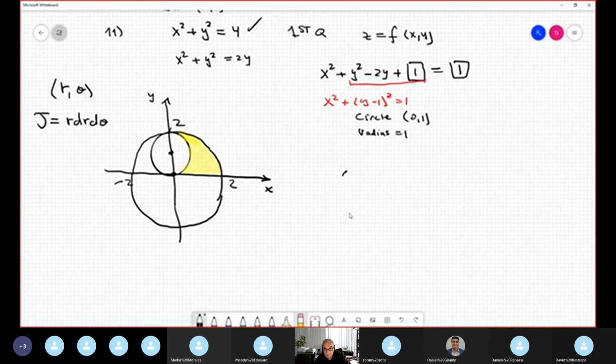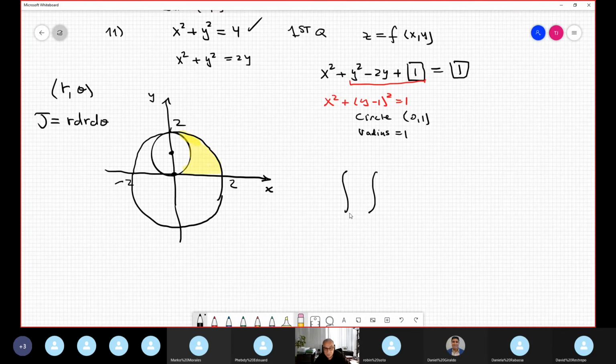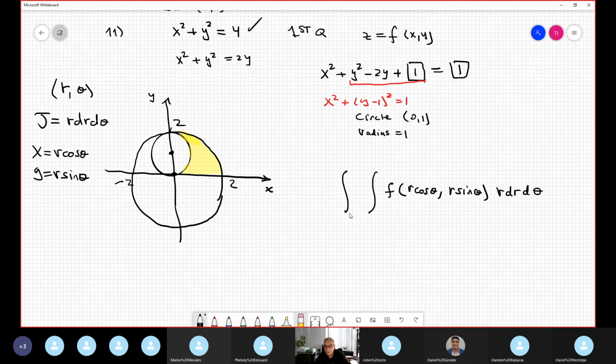Okay, now almost ready to set out the double integral. Double integral over that region. Okay, the function is this. The function is no longer in x and y. I know that x is r cosine theta and y is r sine theta. So you replace, and my integrand function is f of r cosine theta, r sine theta, and leave it like that because I don't know exactly the algebra inside this function. Okay, now the Jacobian is r dr d theta. Done. Oh, the limits now.